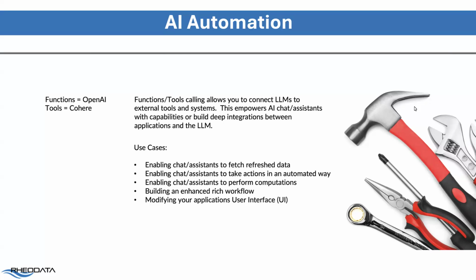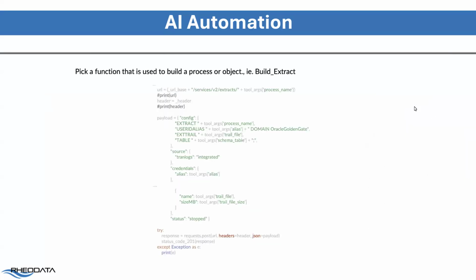So if you're looking for ways to do this, functions in OpenAI or tools in Cohere is the way to do it. The only difference between the two, besides the naming, is that in OpenAI, functions is listed out separately, and you can look it up and see how it works with both chat and streaming models, whereas tools is only relegated to the chat models inside of Cohere. So it's buried in the documentation, and you just have to know where to go find those particular things.